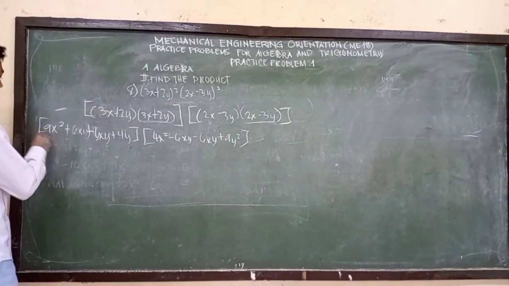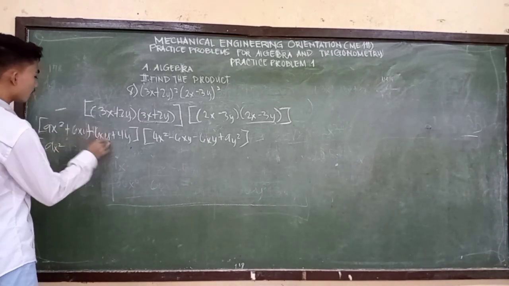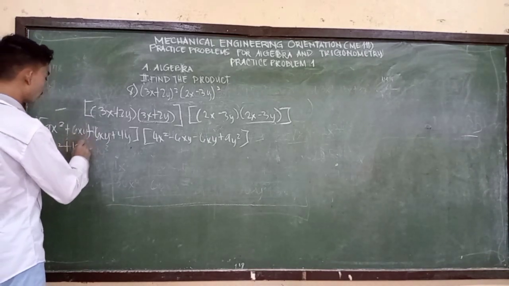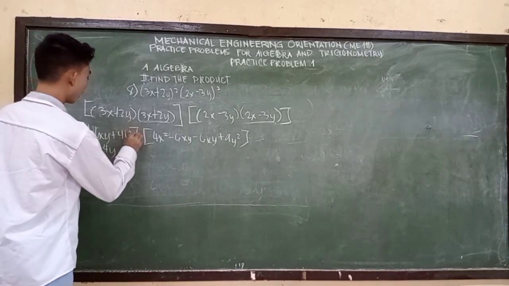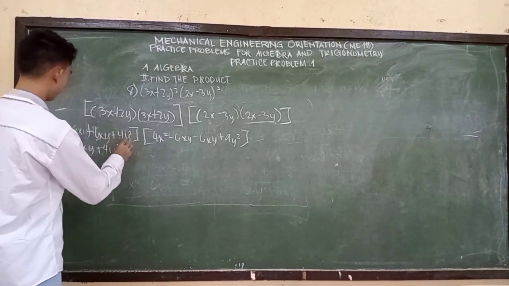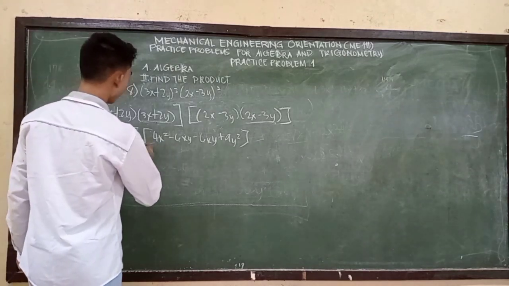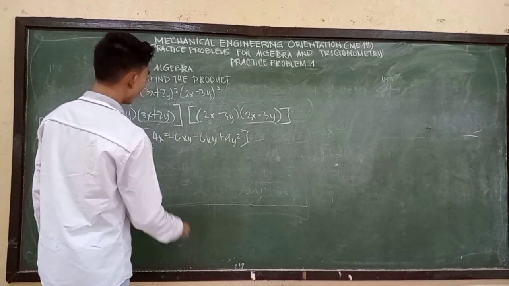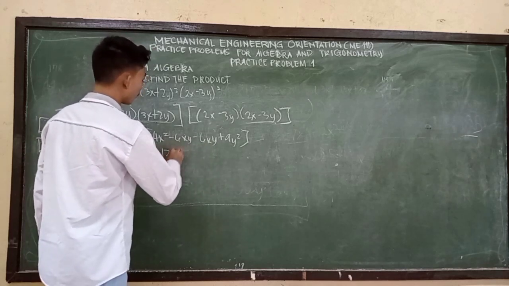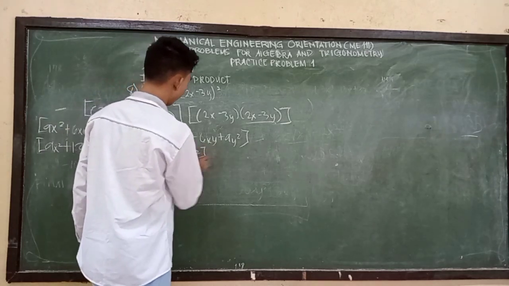Now we will combine like terms. 9x squared. 6xy plus 6xy will give us 12xy plus 4y squared. 4x squared. Negative 6xy minus 6xy will give us negative 12xy plus 9y squared.